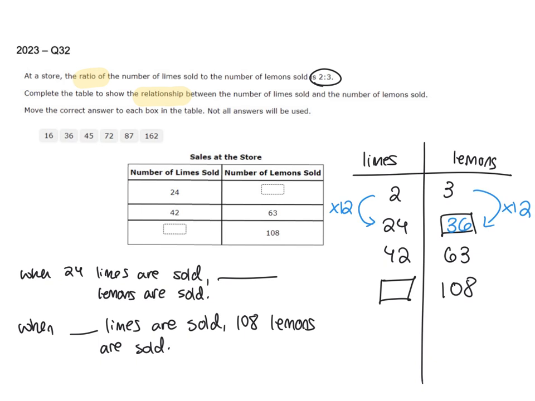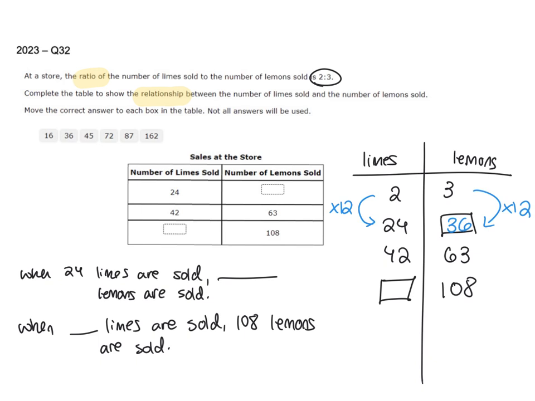All right, so if you wanted to, you might say that 36 times 3 is 108. That's great. If that's a relationship that you can easily see, you can easily use it here. So then you would do 24 times 3 over here, and 24 times 3 would tell you the number of limes. I think that would be 72, right?